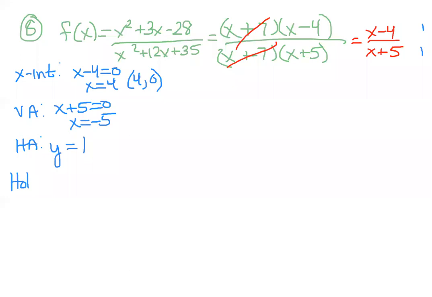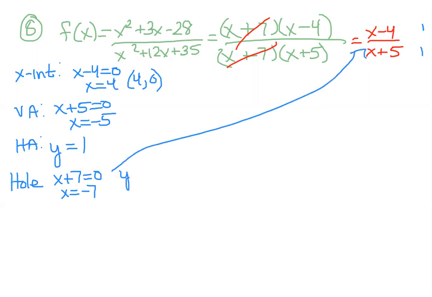Hole, we're going to take what we crossed off, which was x plus 7, set it equal to 0, and we get x equals negative 7. Then we put that into our simplified equation, and we get y equals negative 7 minus 4 over negative 7 plus 5, which is negative 11 over negative 2, which is 5.5. Okay, so our hole is at negative 7, 5.5.